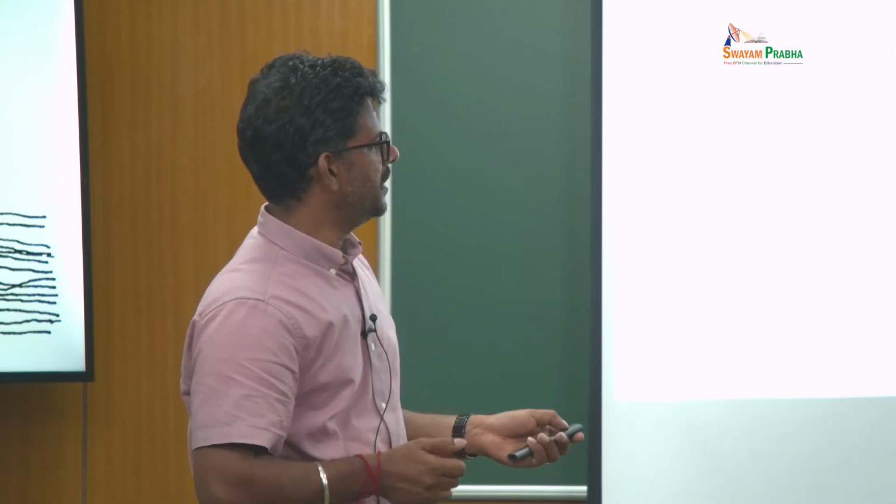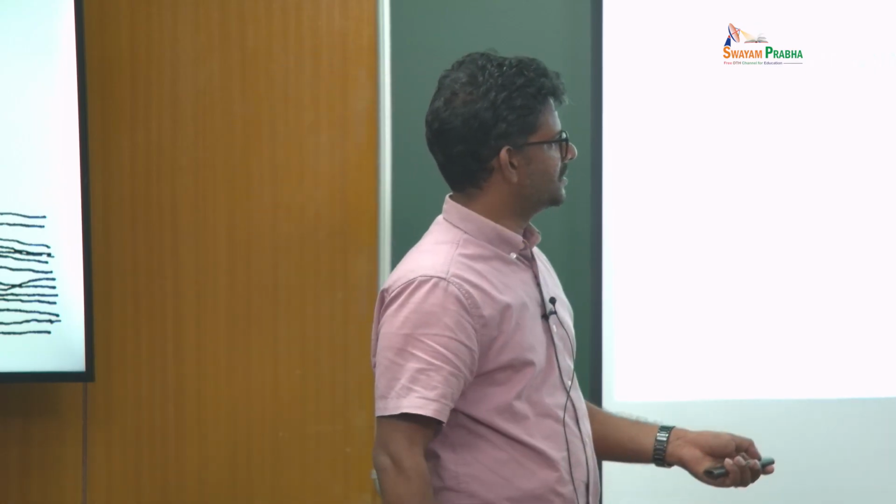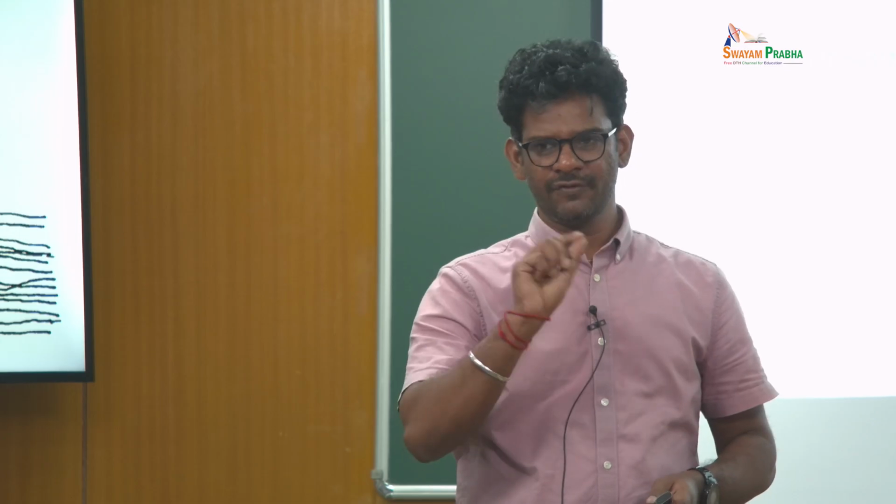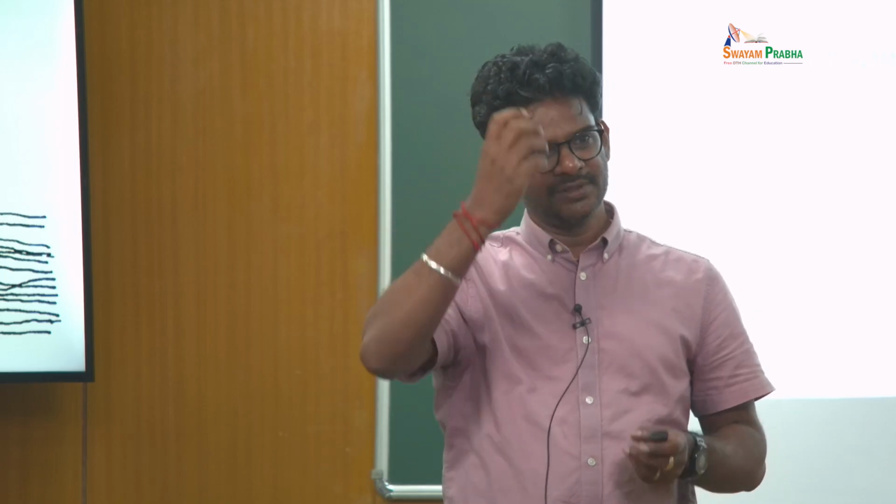So that means you will see a low level of crystallinity. You can see a very small local arrangement which is different from the lamellar kind of structure I showed before. But when you draw into films and fibers, you can also orient these chains into something like this. So a small degree of crystallinity is possible even for amorphous polymers due to processing, drawing films, drawing fibers, etc.